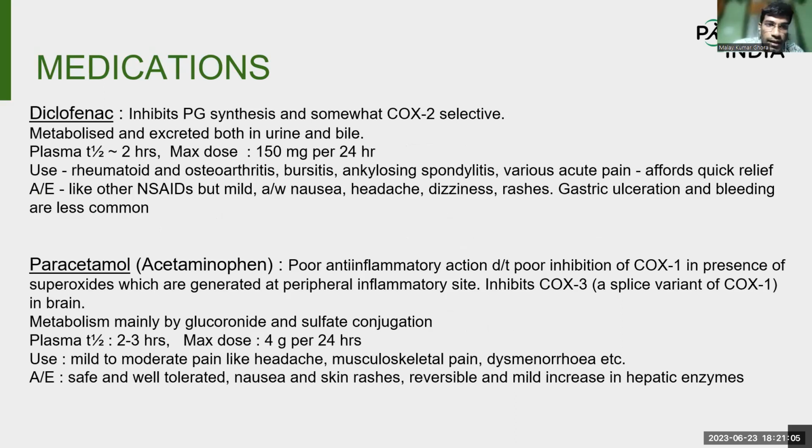Diclofenac acts by inhibiting prostaglandin synthesis and is somewhat COX-2 selective. It is metabolized and excreted in both urine and bile. Plasma half-life is around 2 hours, and the maximum dose that can be given is 150 milligram per 24 hours. It is basically used in various conditions like rheumatoid arthritis, osteoarthritis, ankylosing spondylitis, and is very effective in various acute pain conditions to give prompt relief.